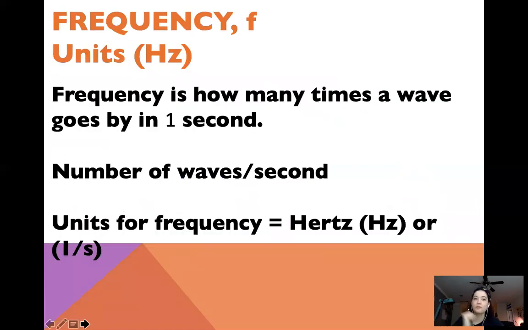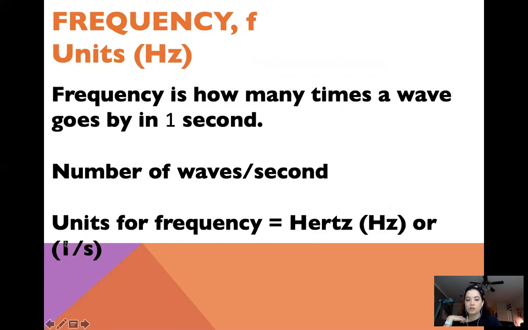Okay. Next up is frequency. We use a small f for frequency. Please do not capitalize it because capital F is force. Our units are hertz, H-E-R-T-Z. We abbreviate it, capital H, lowercase z. Our frequency is how many times a wave passes by in 1 second. So we want to know the number of full wavelengths that pass by a certain spot per second. Okay. Just use hertz, honestly. That's the easiest thing to do.